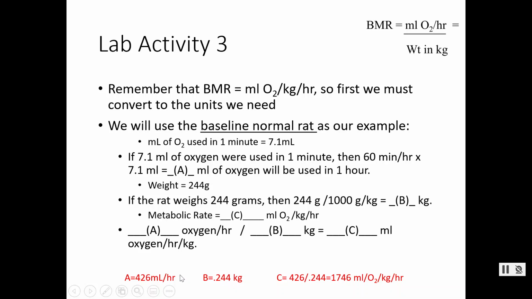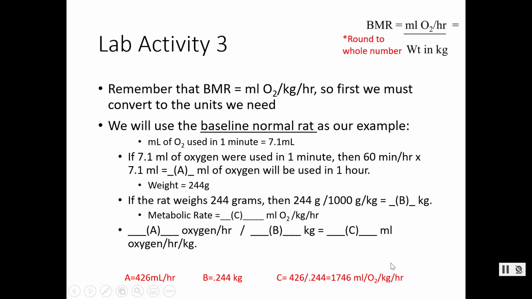Last but not least, if we divide our numbers, 426 divided by 0.244, this gives us a BMR of 1,746 milliliters of oxygen per kilogram per hour. If you look back to our values, this is within normal range.